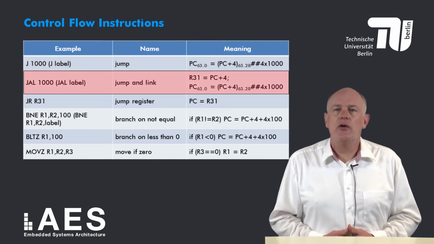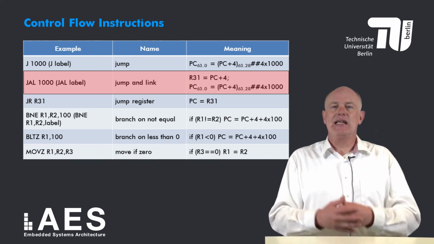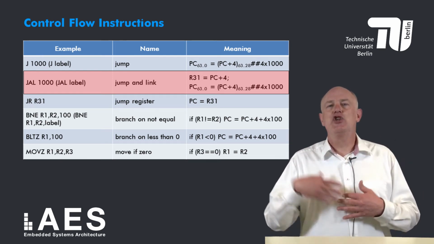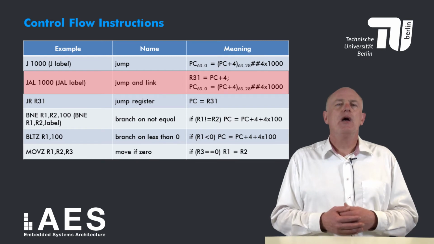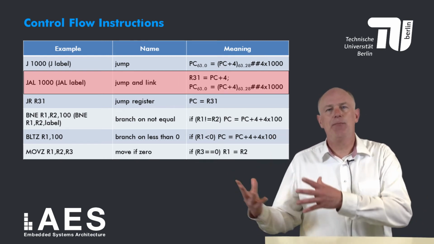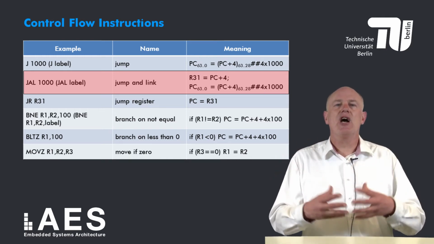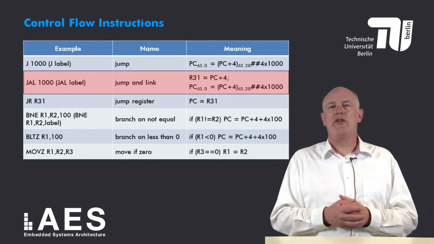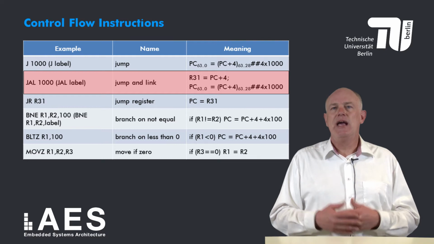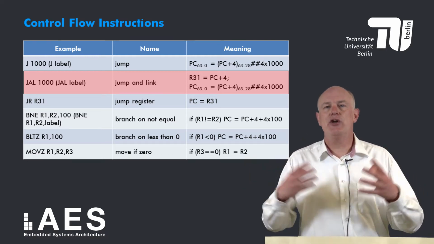The second control flow instruction I want to discuss is the jump and link instruction, JAL. This instruction jumps to the specified address, but also saves the address of the next instruction, PC plus 4, in register 31. This instruction is used for function calls and returns. The symbolic name for register 31 is therefore also RA, which stands for return address.